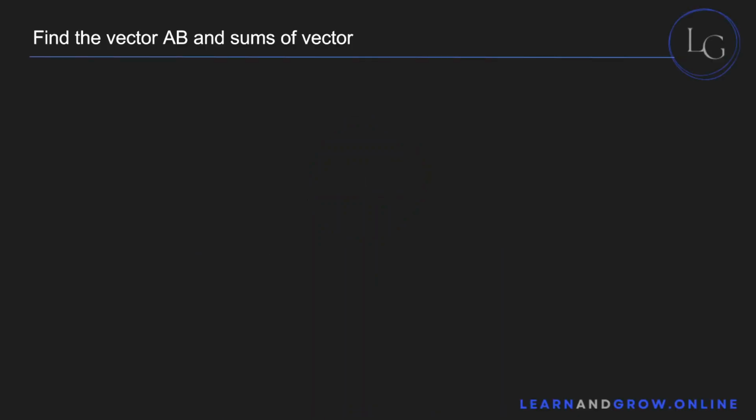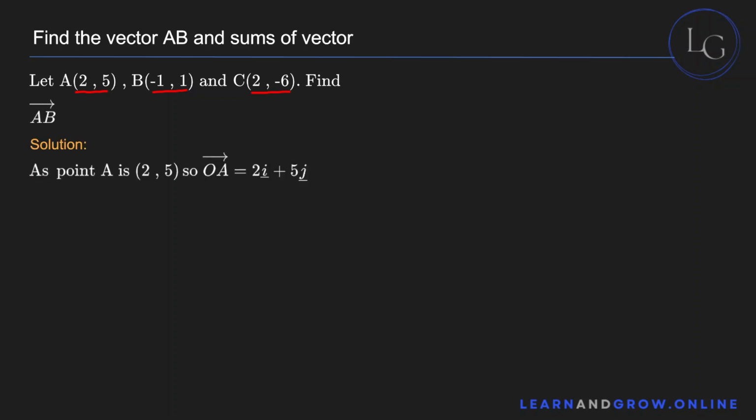Let's find the vector AB and sums of vectors. So this basically is the use of the properties of vectors that we discussed earlier, right? It says that we have the point A at (2, 5), so 2 on the x-axis, 5 on the y-axis, B at (-1, 1), and C at (2, -6). So we need to find the vector AB.